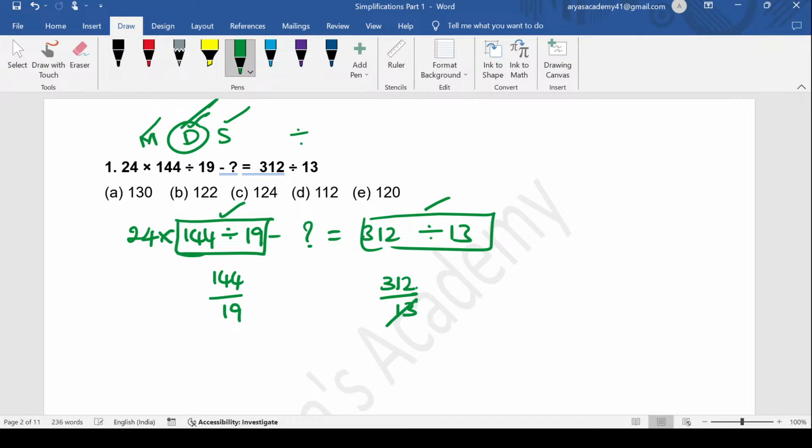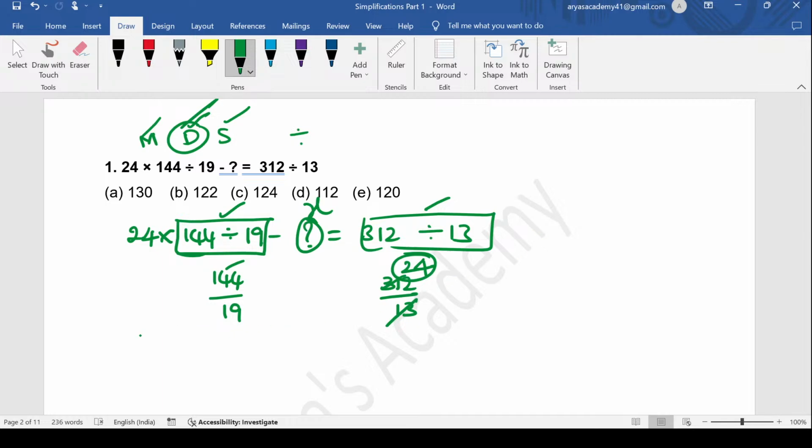This is exactly divisible. 13 twos are 26, 5 will be carried over, it becomes 52, 13 fours are 52. So I got 24 over here, and I cannot solve this part because 19 cannot exactly divide 144. So what we'll do is, we will rewrite the equation. This question mark, let us make it x. You are going to find out the question mark's value, or x value, only.